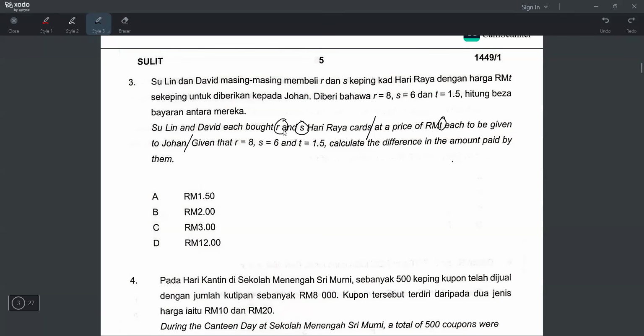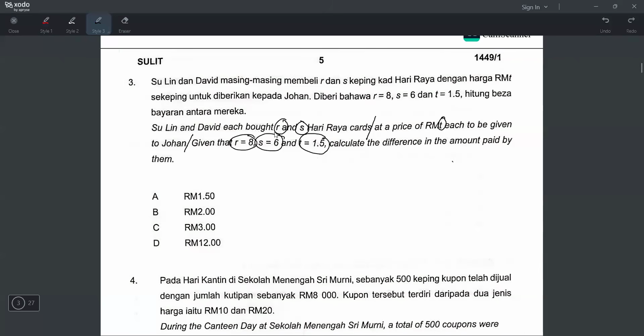So that means Sulin buys R cards, so she has to pay R times T lah. Because one card is T ringgit and she bought R amount of cards, so it would be RT. The total price would be RT for Sulin, and for David, it would be S times T. Okay, given that R is 8, S is 6, T is 1.5.